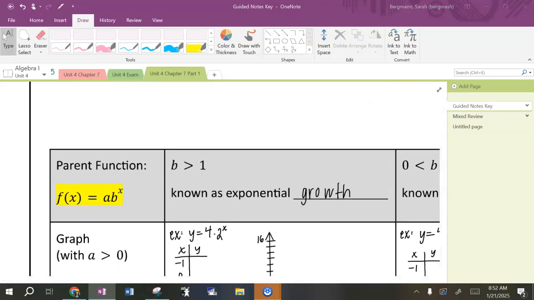Here's what the form for this function is going to look like. It's going to be y equals, or f of x equals, a b raised to the x power. So a and b, we'll talk about what those mean in a minute, but x is the exponent and that is the variable. X is the same as what it has always been. It's the independent variable.